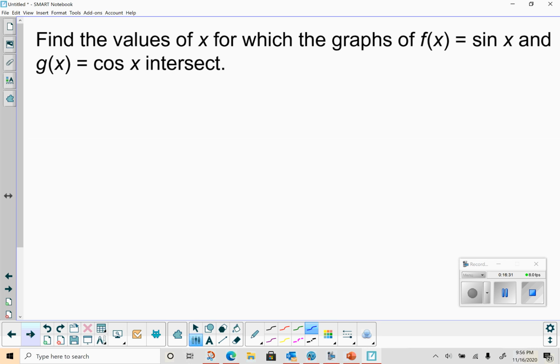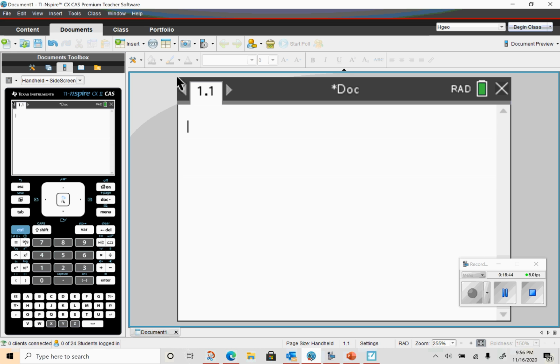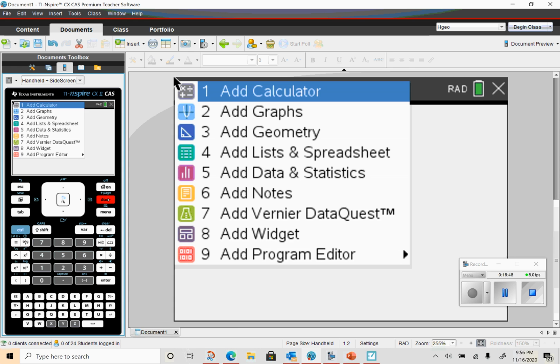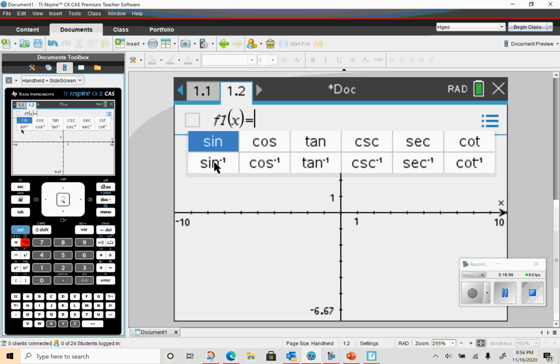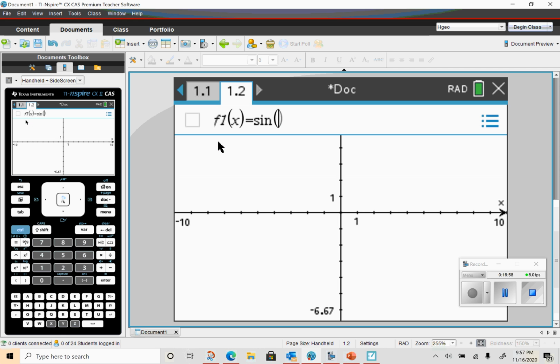All right, for our next one, find the values for x for which the graphs of sine x and cosine x intersect. Now, the way they've written this here is, again, focusing on the graph. We'll need a graph. And again, with the graphing calculators, this is so simple to do.